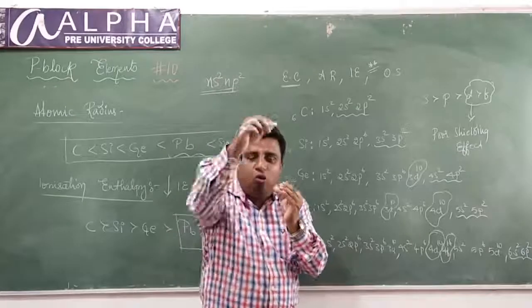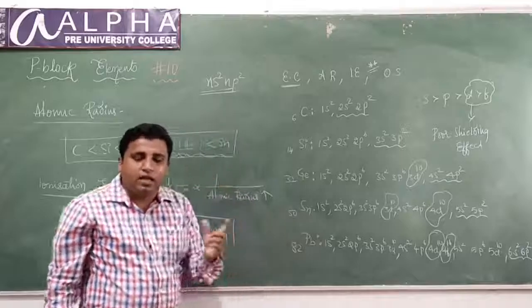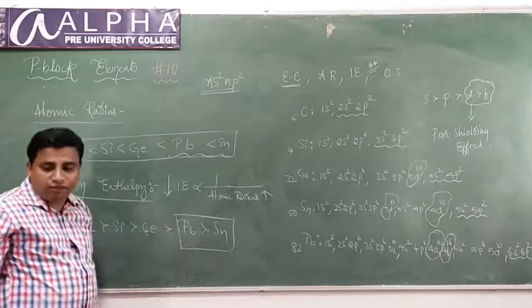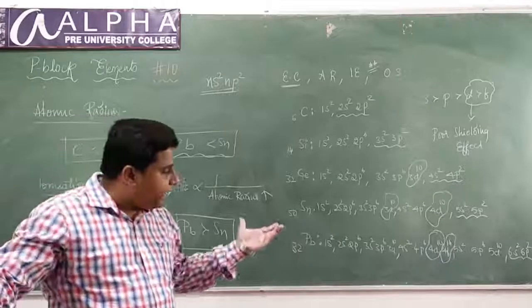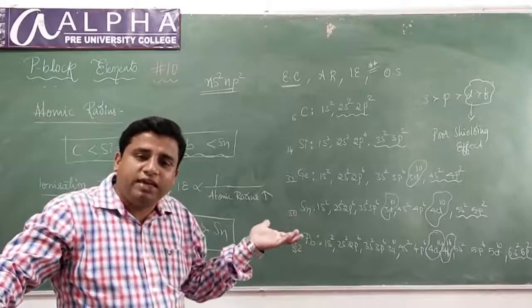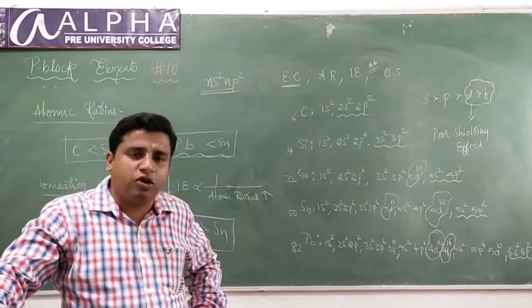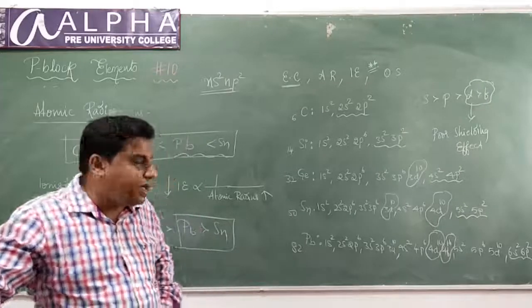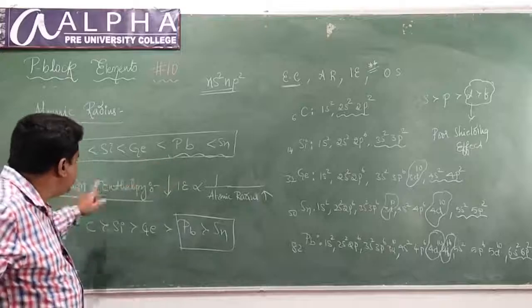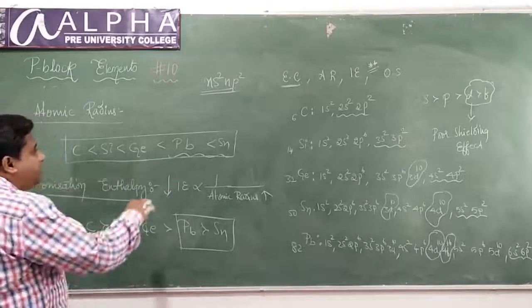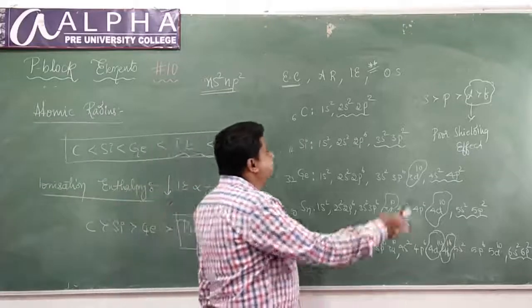That is why the ionization enthalpy of lead is more than that of tin. Again, it is because of the poor shielding effect of d orbitals and f orbitals. No doubt with this, guys. So this is the order of atomic radius and this is the order of ionization enthalpy.